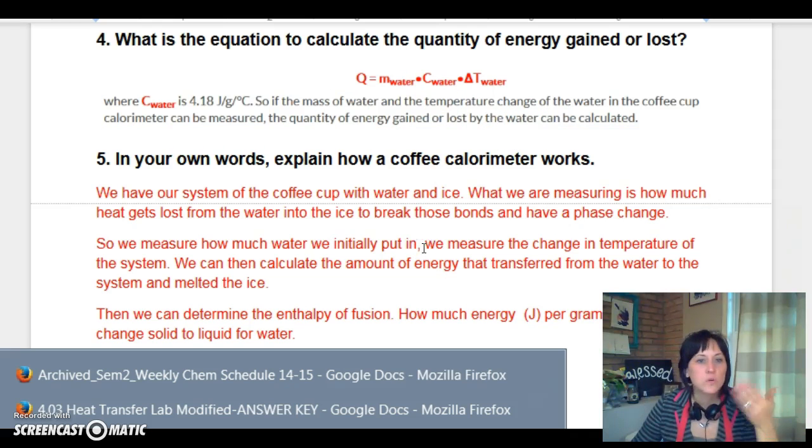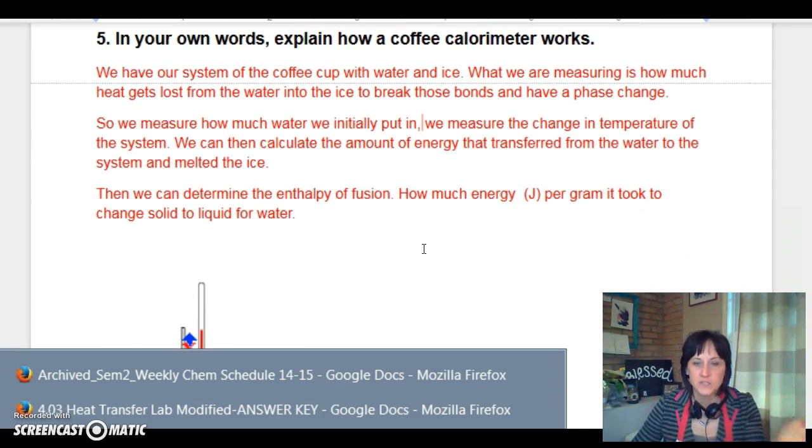All right, so in your own words, explain how a coffee calorimeter works. I just jotted down something real quick. We have our system, we have our water and our ice. We're measuring how much heat gets lost from the water into the ice, and what's happening is you're breaking those bonds of the ice, and you're having that phase change. So we don't have a chemical reaction going on here. We have a physical change going on.